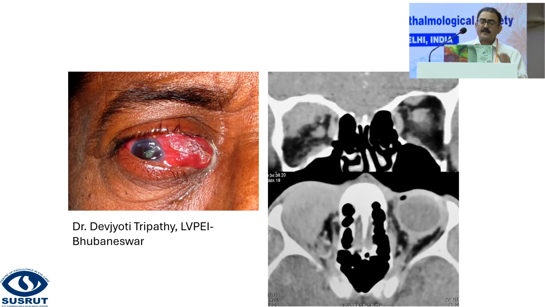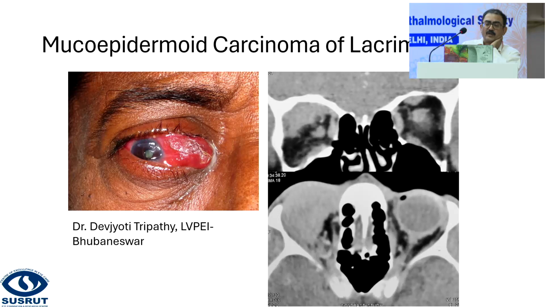Okay, this was a patient we had seen, and the patient lived closer to the Odisha border. So he would rather get treated in Bhubaneswar, and our colleague Dr. Devjyoti Tripathi saw him there. Presented with typical inflammation and lack of eye movements. And on histopathology, this turned out to be a mucoepidermoid carcinoma of the lacrimal gland, which is a very rare tumor.